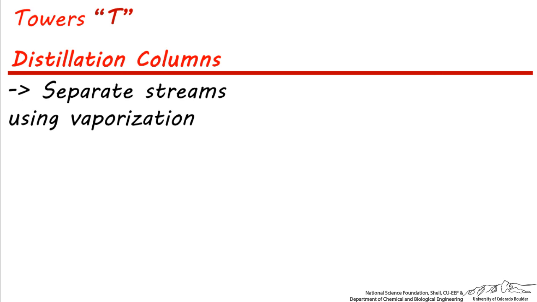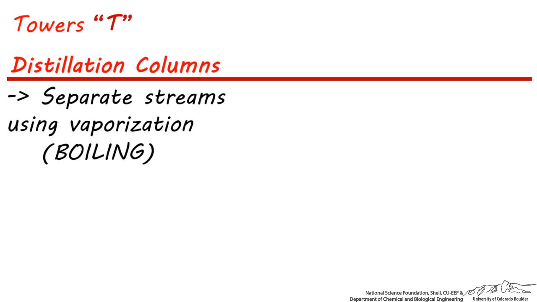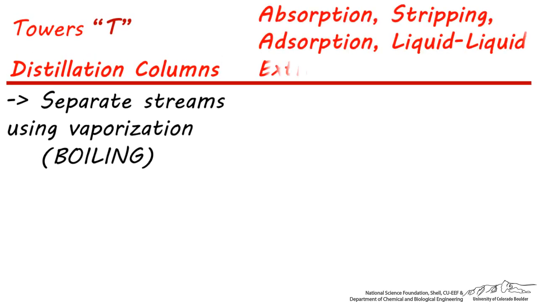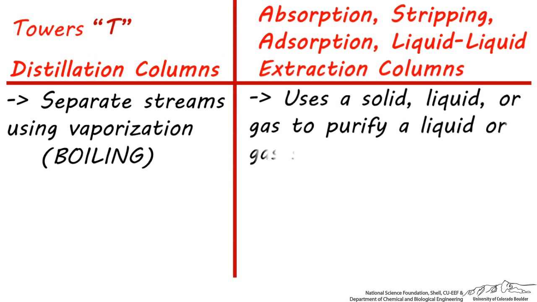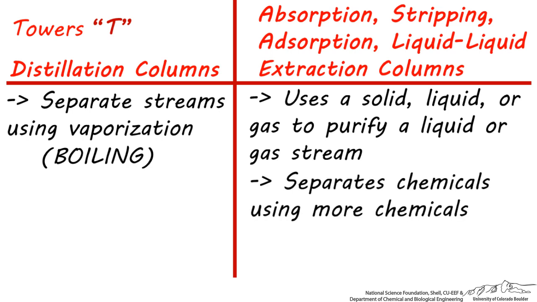Before we discuss these separators in greater detail, something to note is that distillation columns separate one stream into two or more using heating, and more specifically, it separates chemicals using boiling. The rest of these separators use either a solid, liquid, or gas to purify a liquid or gas stream. So distillation uses heating to separate chemicals, and absorption, stripping, adsorption, and liquid-liquid extraction all involve using chemicals to separate chemical streams. This means that these spent chemicals need to be disposed or regenerated in some way after they've been used to purify the other stream.